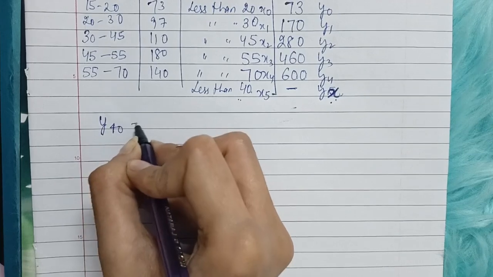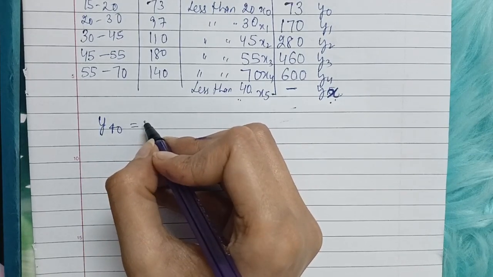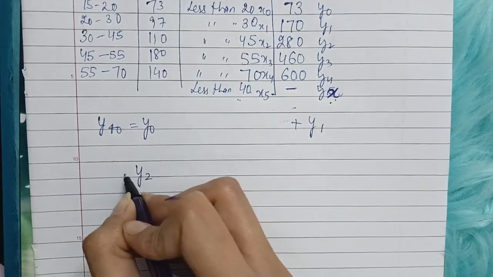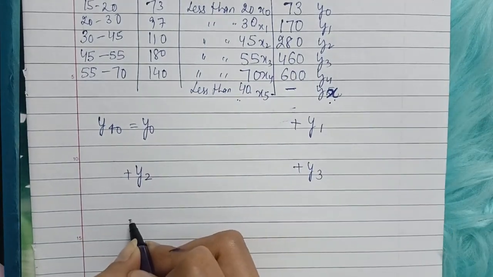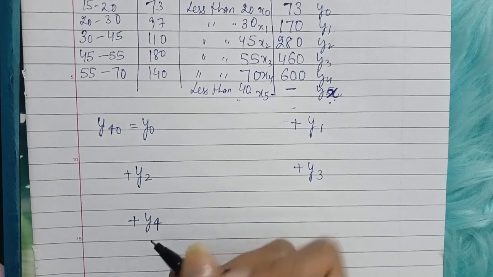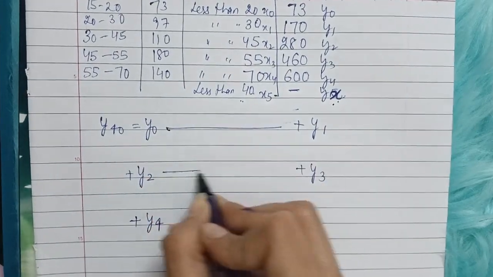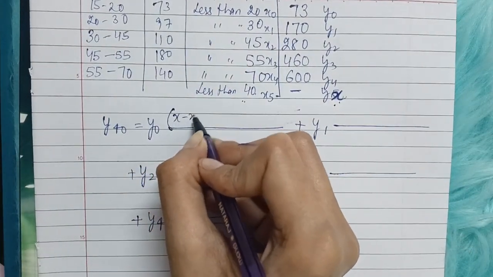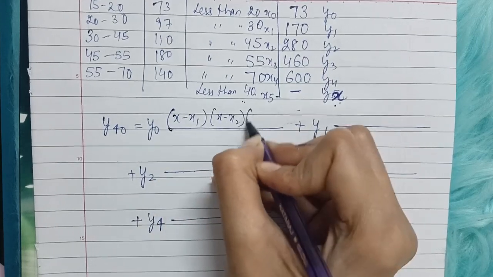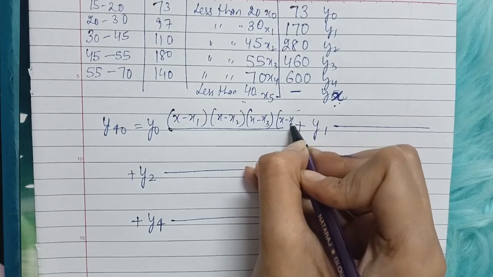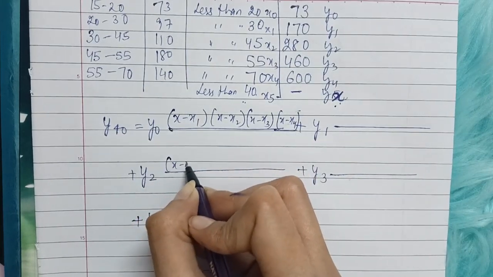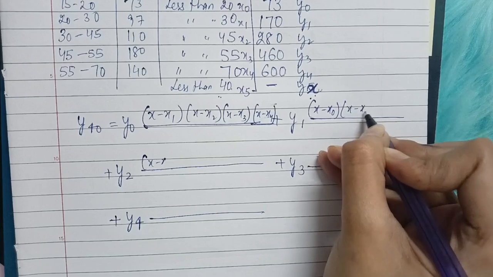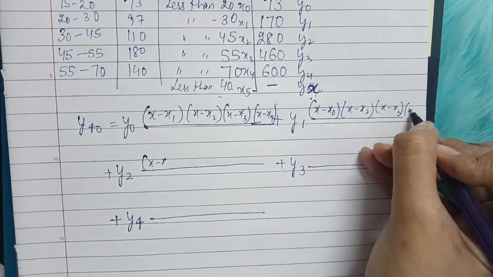So y40 equals, I hope you remember the formula, how we have to start: y0, y1, then y2, y3, then y4. Understood? After that, what we have to do, we have to mark like this, then we have to put the values here. Okay, that is x minus x1, x minus x2, x minus x3, x minus x4, then x minus x0, x minus x2, x minus x3, x minus x4.